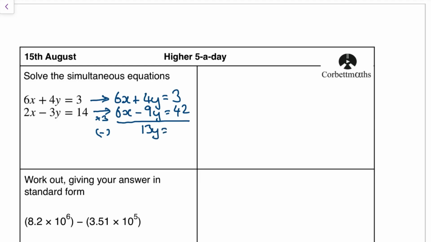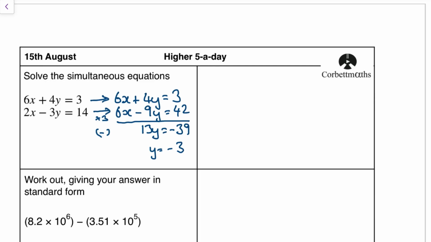That's interesting. I need a multiple of 13 here. And then 3 minus 42, oh good, which is minus 39, which means that y is equal to minus 3. Now, the answers don't always have to be integers, but I will say if you get a really weird, funny answer, you've probably done the wrong thing.